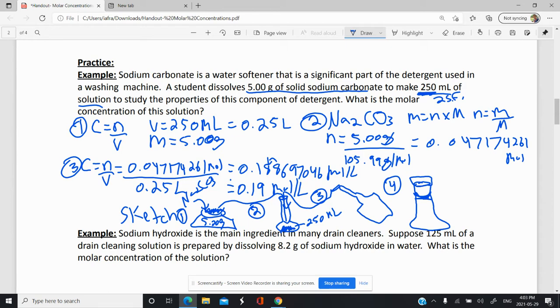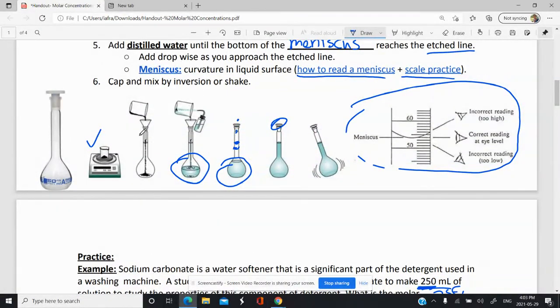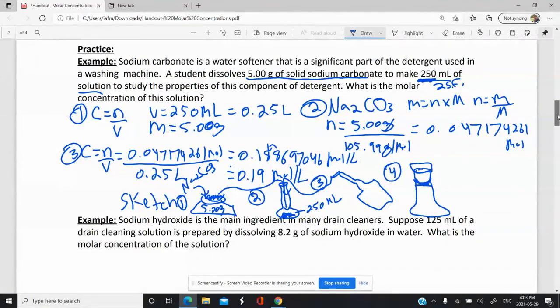That was my very poor drawing of what basically takes place, but it's essentially this here. So we'll pretend this is sodium carbonate, pour it into the volumetric flask. That's 250 mL. Add your distilled water until it's halfway. Make sure it's all dissolved. Add up until the etched line. Shake, and you're good. And it's all done. So that would be your 0.19 molar solution. So therefore, the molar concentration is 0.19 moles per liter.